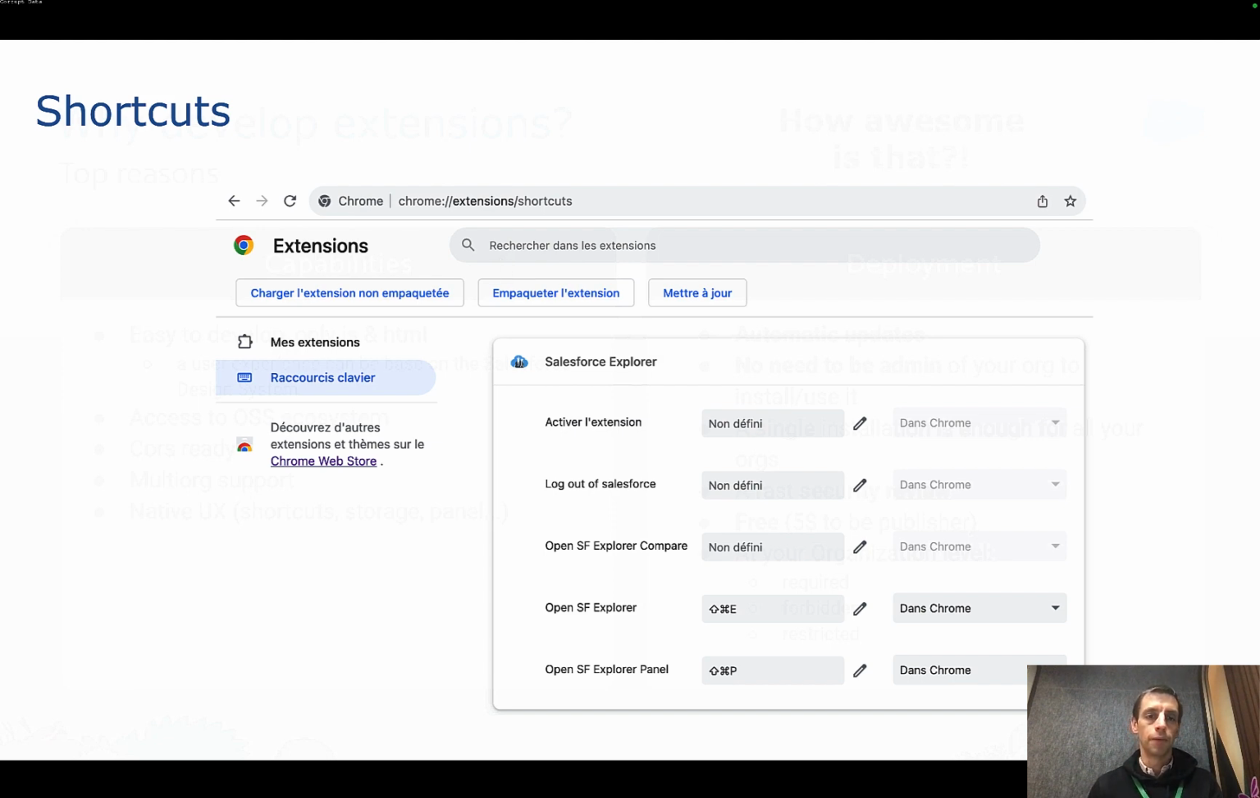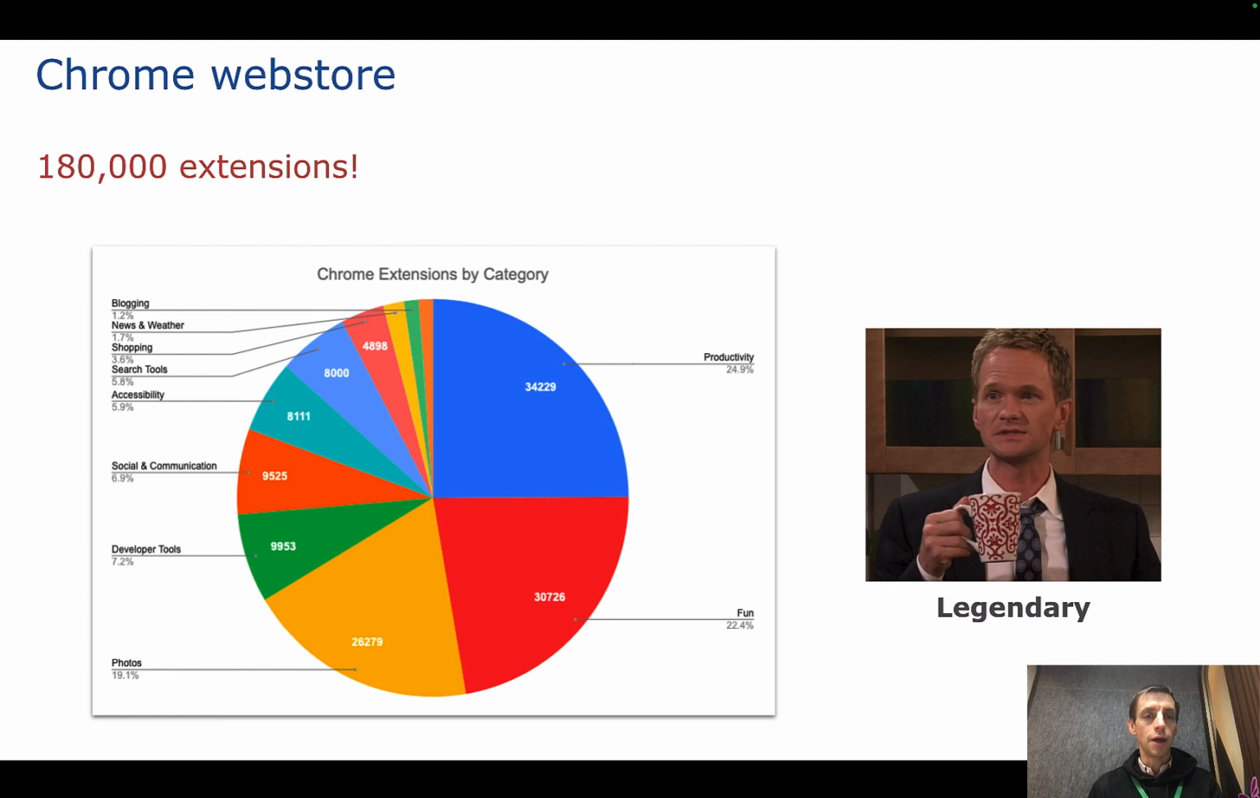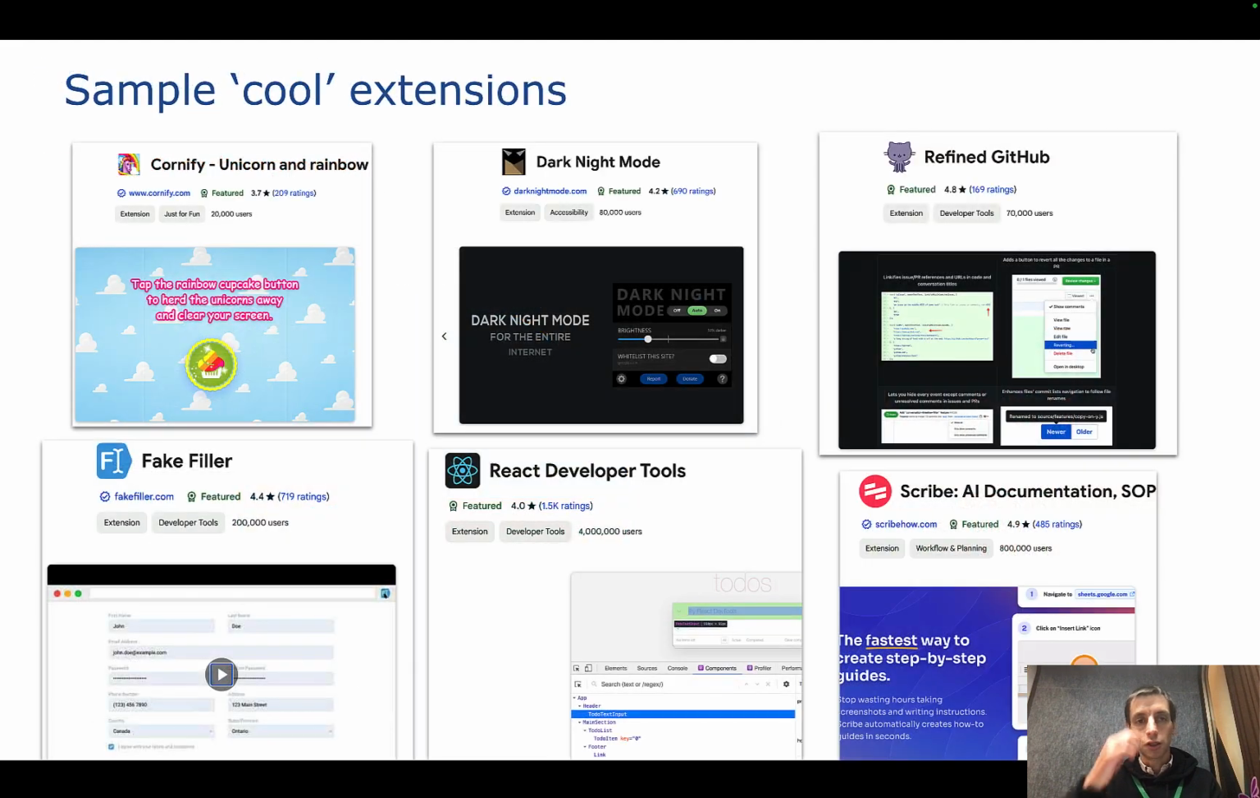So it's very cool. Okay, I'll show you some examples of cool extensions I found. That's legendary, right? Like what Barney would say, there are about 180,000 extensions out there, so a lot of stuff. It's a big community. Most of this is for productivity and photos and so on. There are a number of developer tools as well, which people like me like to use to increase our productivity, and there are about 10,000 of them. So pretty cool.